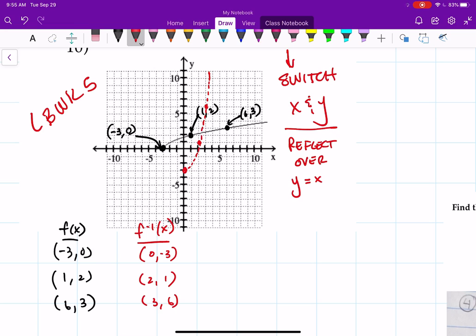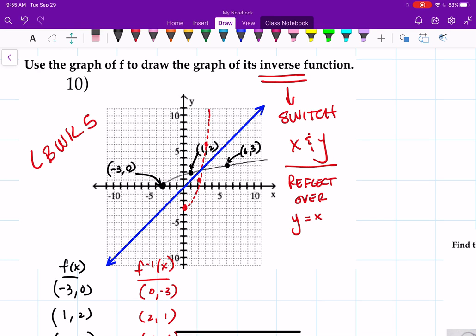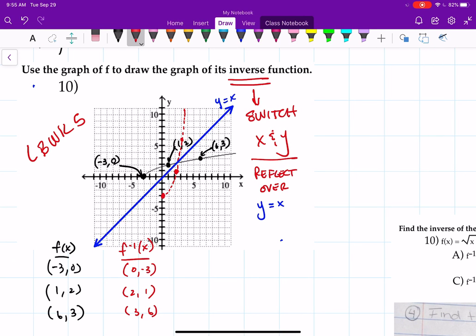So the line y equals x, let's put it in blue. That line, y equals x, is basically this line here. So if I reflect it over that, that looks like it, right? It looks like I did reflect everything right over where it's supposed to be. So there are my points. That's how you would know if you have an inverse or not with a graph.